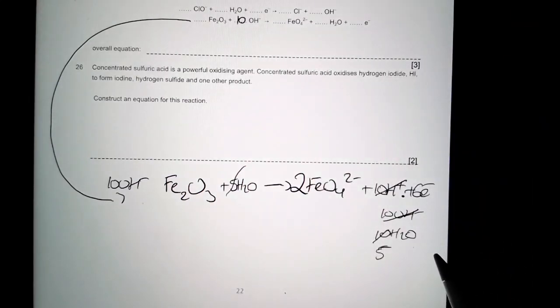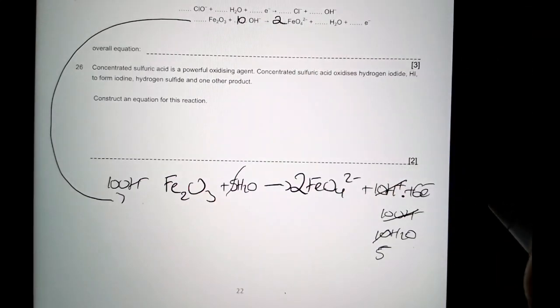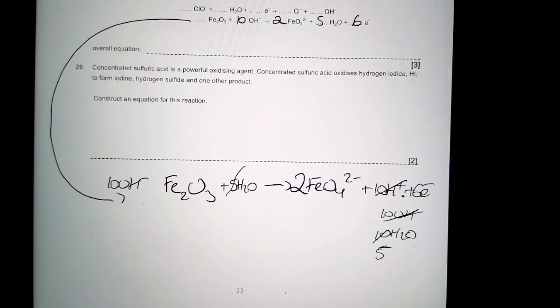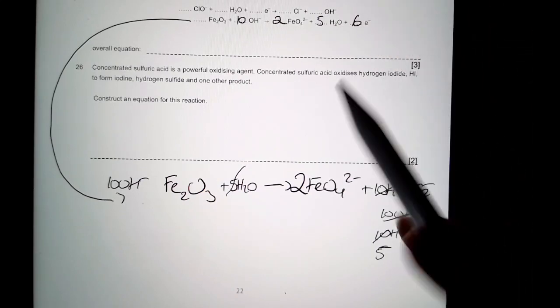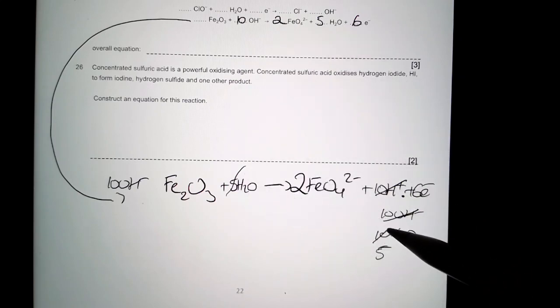And I can see in front of the FeO4, I'm going to need a 2, and in front of the H2O, I need a 5, and in front of the electrons, I need a 6. I mean, you could do lots of trial and error, but I think it's almost easier to construct the equation yourself, and you'll see how it is supposed to be balanced.